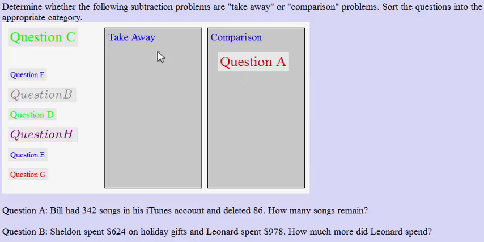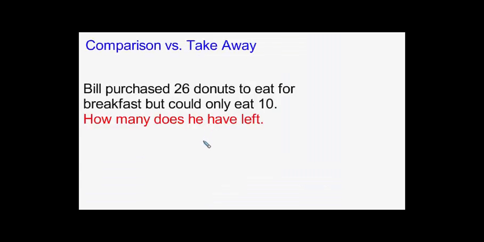To help distinguish between a takeaway problem and a comparison problem, I'm going to give two examples. In my first example, Bill purchased 26 donuts to eat for breakfast, but turns out he could only eat 10. The question is, how many does he have left? So if he purchased 26 and he ate 10, the difference between 26 and 10 is 16. That means he would have 16 donuts left. The question, however, is, does this calculation represent a takeaway problem or a comparison problem?